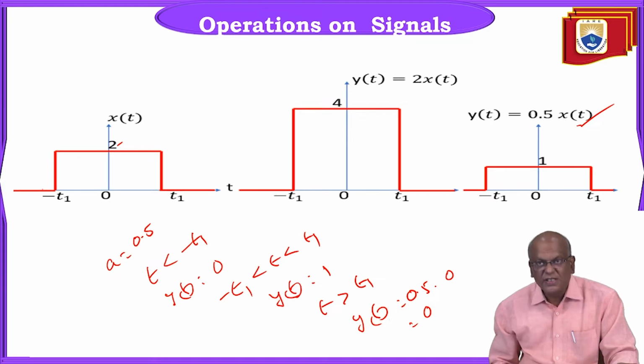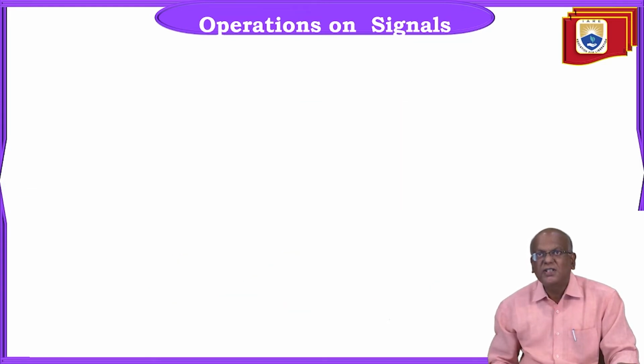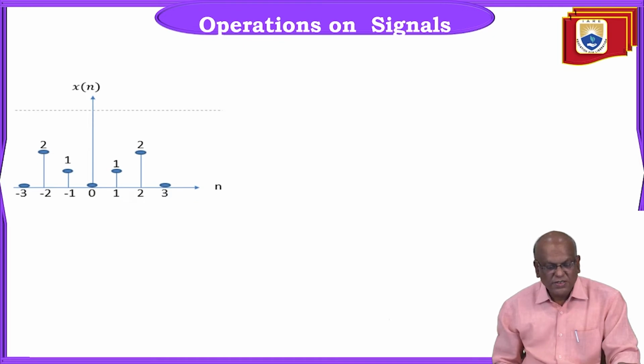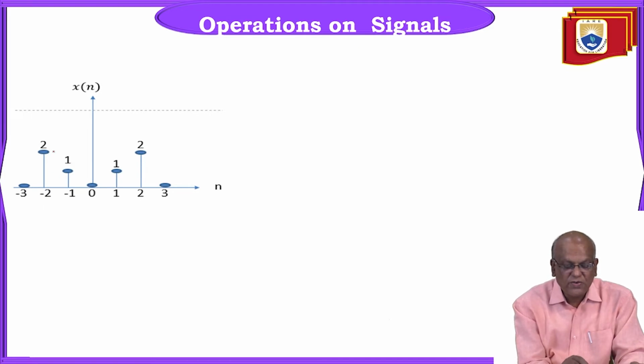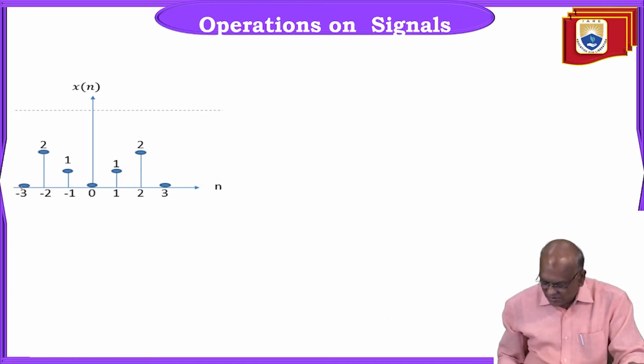And you see the same amplitude scaling operations for discrete time signals. This is x of n. We can define the sample values of x of n, and we plot n versus x of n. The x of n value is 0 for n equal to 0, 1 for n equal to 1, 2 for n equal to 2, and 3 for n equal to 3. For n equal to minus 1, the value of x of n equal to 1, n equal to minus 2, value of x of n equal to 2, n equal to minus 3, value of x of n equal to 0. This is the first one.